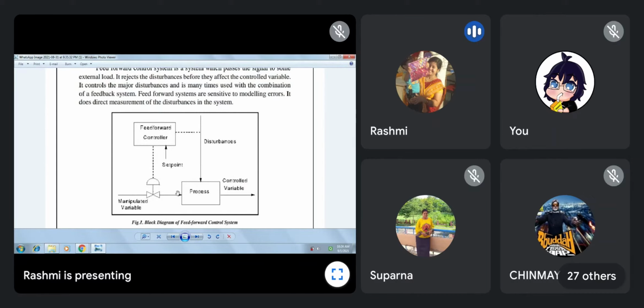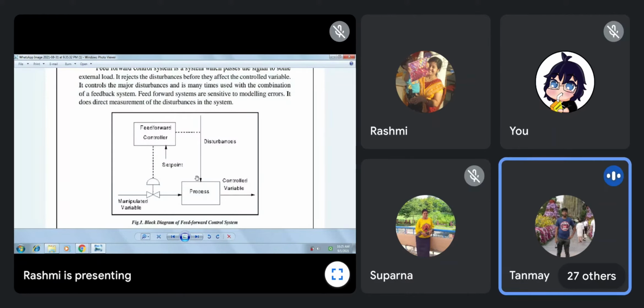And the main function of this feedback controller is to manipulate the disturbance if it is coming, and it will completely eliminate that disturbance, and it gives the controlled output. That is your control variable. And what do you mean by disturbances?